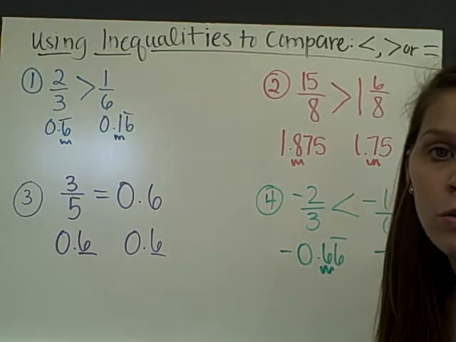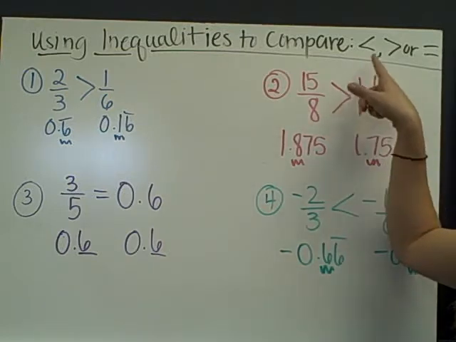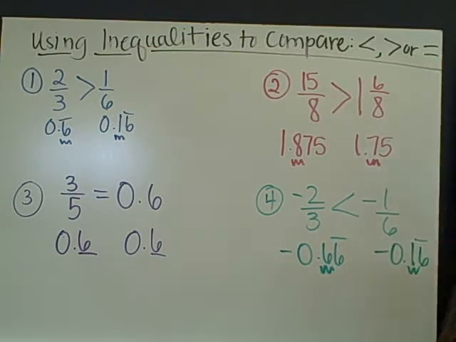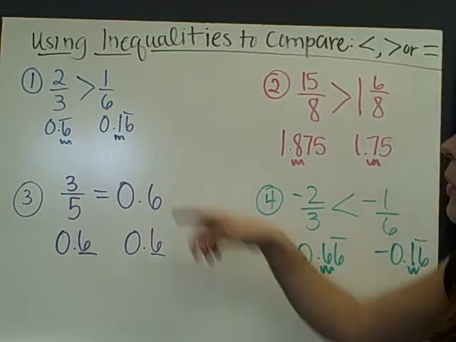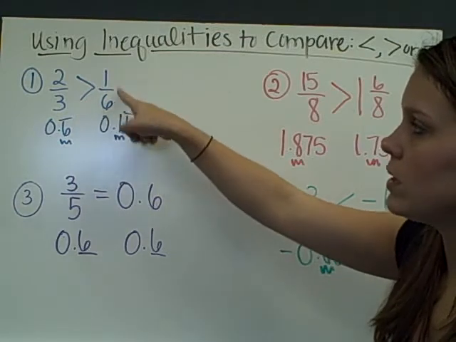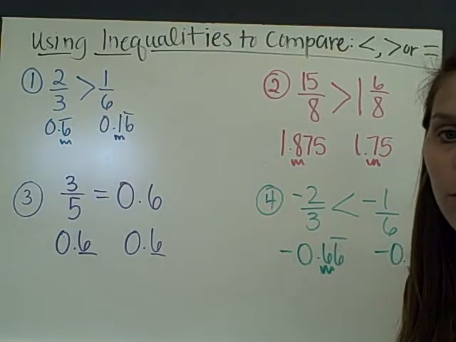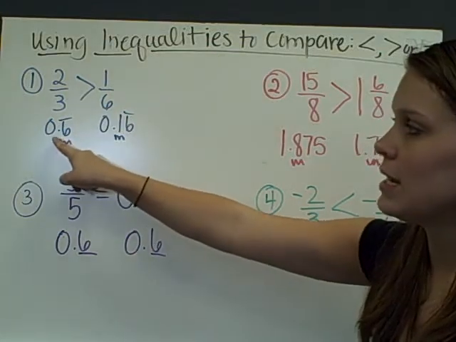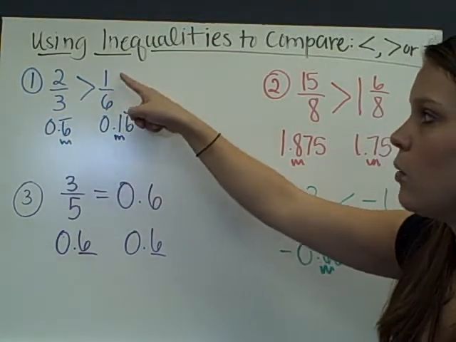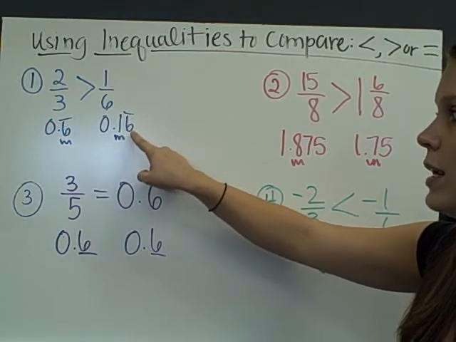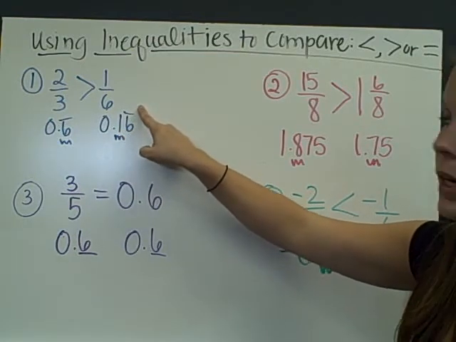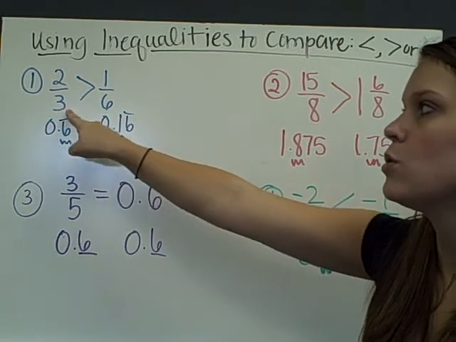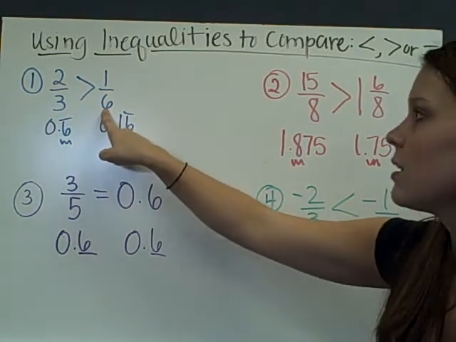We can also use inequalities, the greater than sign, the less than sign, or the equal sign, to compare two numbers. We have 2/3 is greater than 1/6. Like in the slide before, we need to change these to decimals to help us see. Well, 2/3 is 0.6 repeating, and 1/6 is 0.16 repeating. I look at the tenths place. Well, 6 is greater than 1, so 2/3 is greater than 1/6.